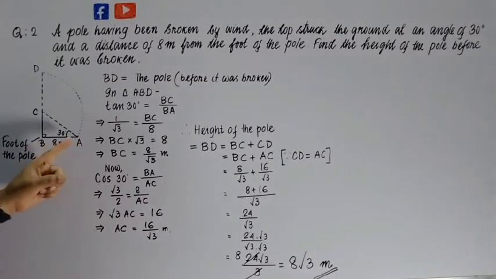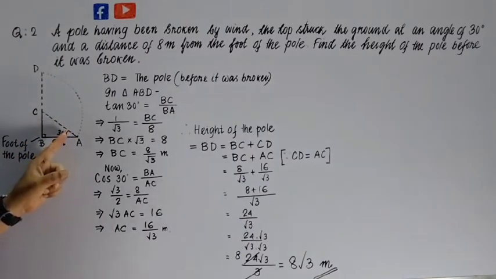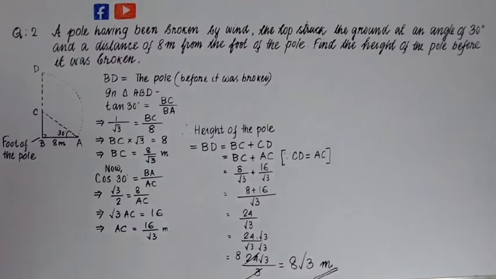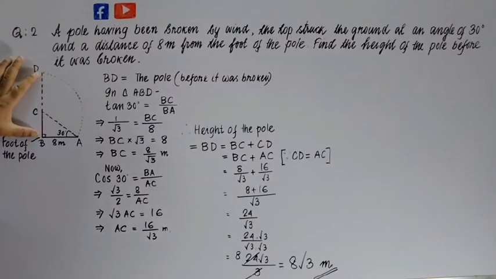Okay. This top of the pole touches the ground at a distance of 8 meter from the foot of the pole. Now, this broken portion makes an angle 30 degree with the ground. You want us to find out the height of the pole before it was broken. This total height is to be found out before it was broken.